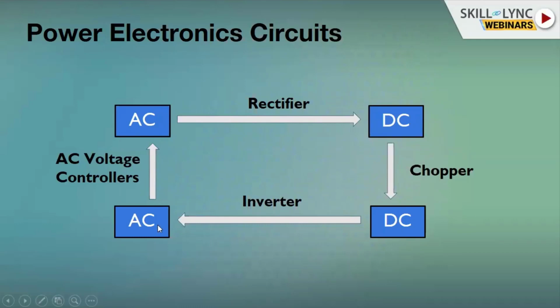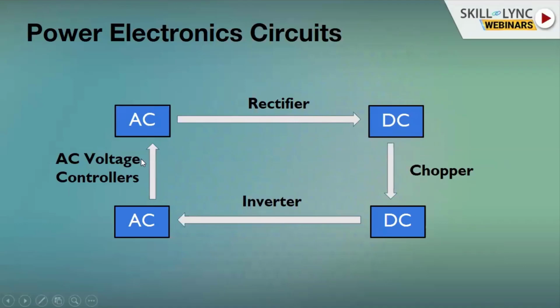And we have one more major classification of power electronic circuits, which is called AC voltage controllers, which convert a fixed AC to a variable AC, with variable frequency also. So if you want to vary the voltage or vary the frequency of the given AC system, then we go in for the power electronic circuit called AC voltage controllers.